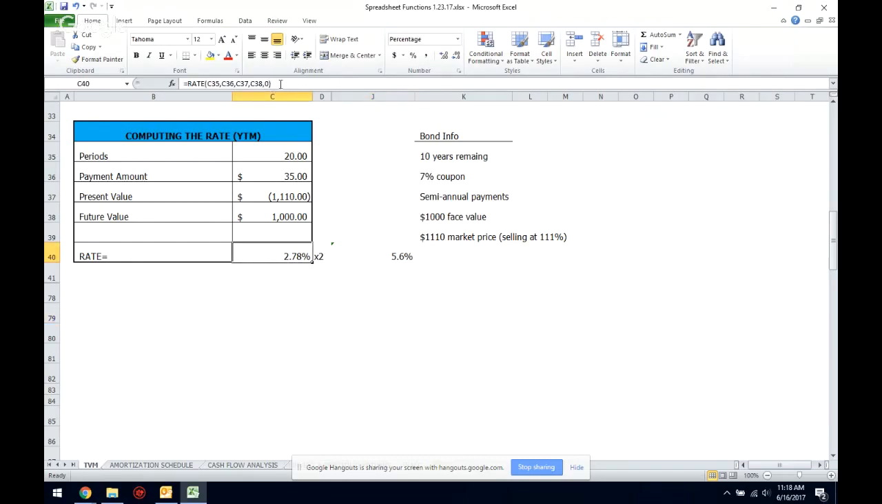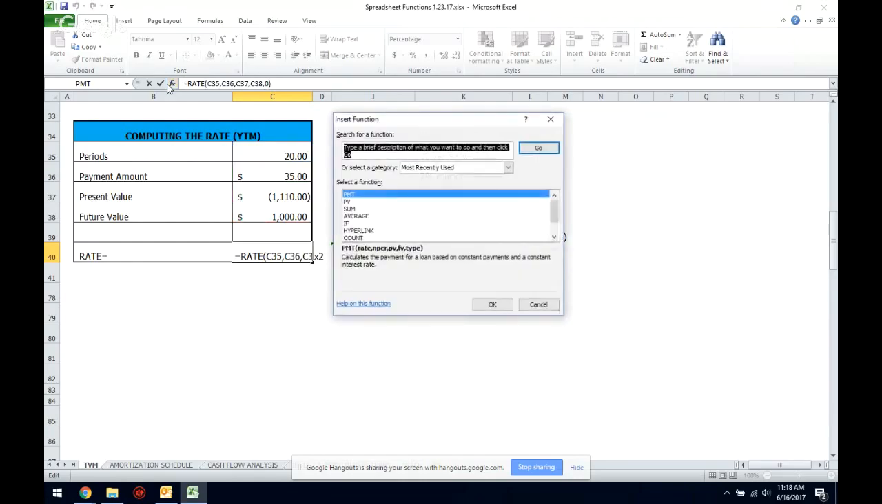So not too complicated once somebody shows you how to interpret the information and how to use the equals RATE formula. Again, if you're going to use this function, what I always do is bring up the function box, and it shows you everything that you need to know, or shows you how to input the different variables so you can do this in a more organized fashion.